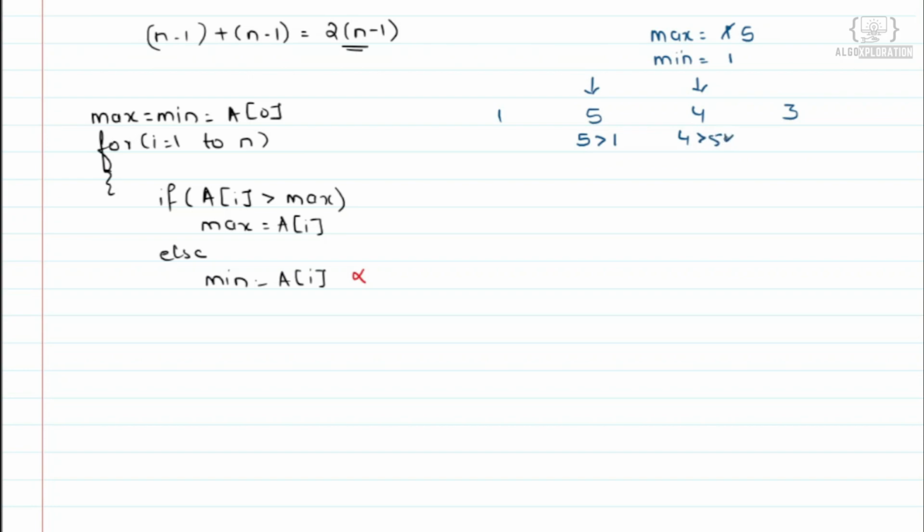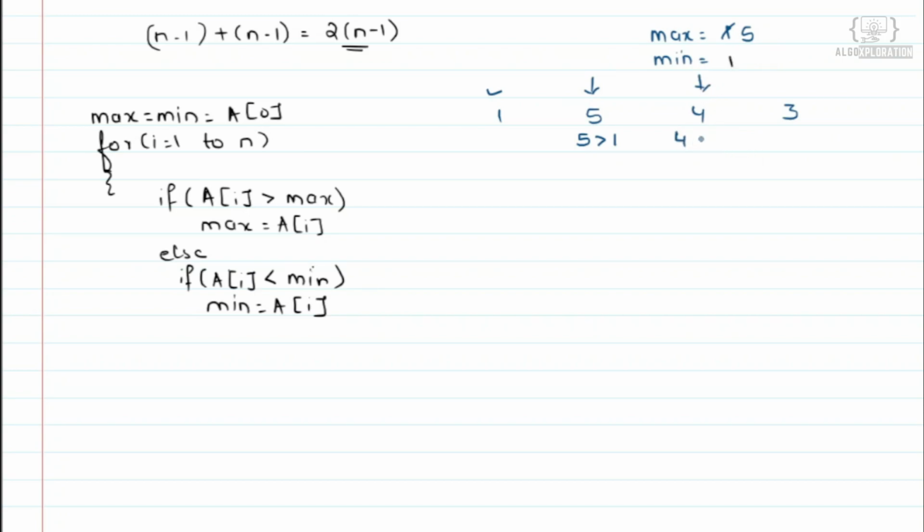No, it is not. So we will go in the else part, and here it says that min equals a of i, that is 4. Actually it should not happen because the minimum element is 1. So here also we have to compare whether, that is, if a of i is less than min or not. If yes, then only we will update the min.